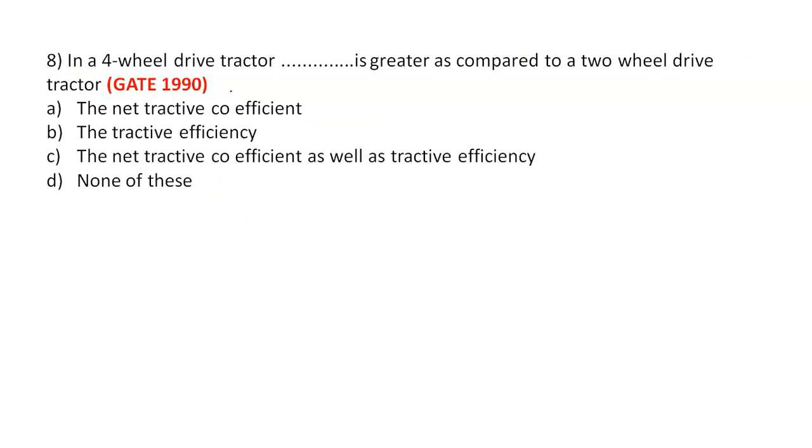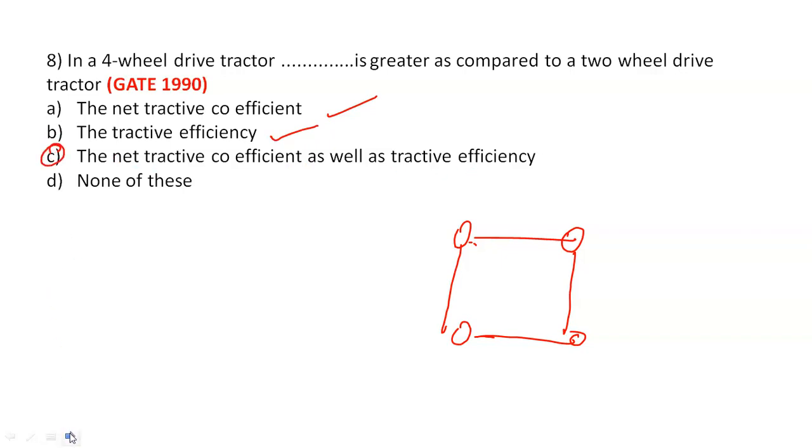In a four-wheel drive tractor, as compared to the two-wheel drive tractor, in four-wheel drive tractor, we can get the power in the front wheels also. So the net tractive coefficient is higher and the tractive efficiency is also higher. So both the net tractive coefficient as well as tractive efficiency is higher. So option C is the correct answer.